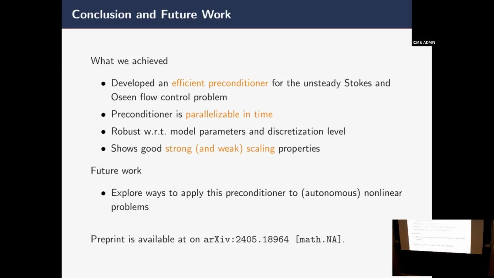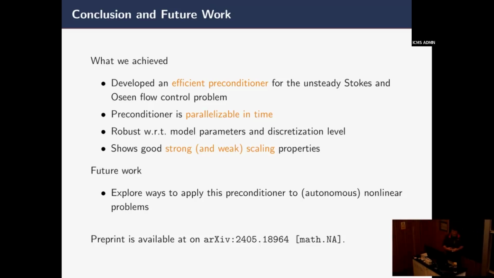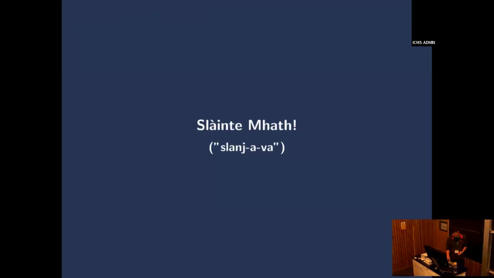As for future work, this slide's been standing there for quite some time, since a year actually, on this set of slides. We're working on how we can extend this to autonomous nonlinear problems. I've been working on that, but I realized we had to work on another project first to actually justify using that, but hopefully at some point we'll have some results. So we'll see.